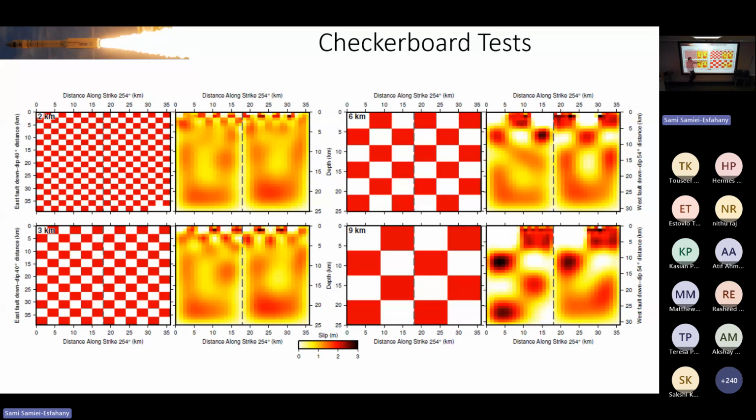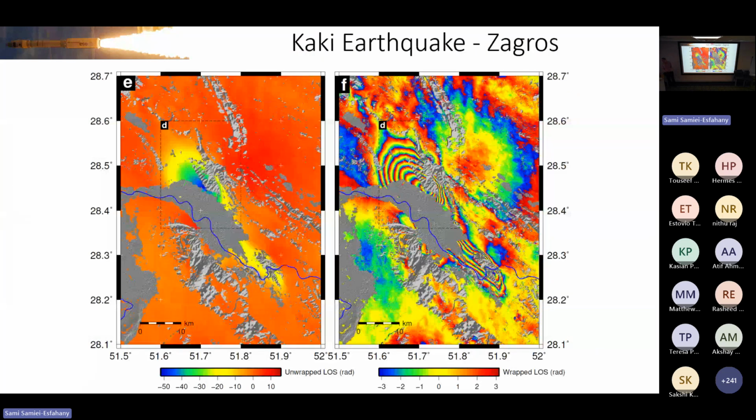Whereas if you're looking at big patches, 9 kilometer size fault segments, you resolve that very well shallowly and actually quite well deep, though it can vary depending on where your data is, whether you do it very well. So those are checkerboard tests as well. So don't overinterpret deep patterns of slip at depth, because it's really quite a blurry picture.